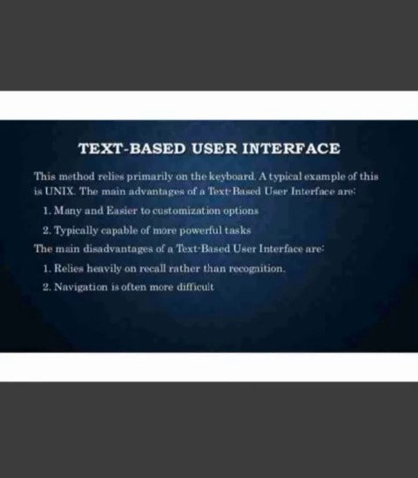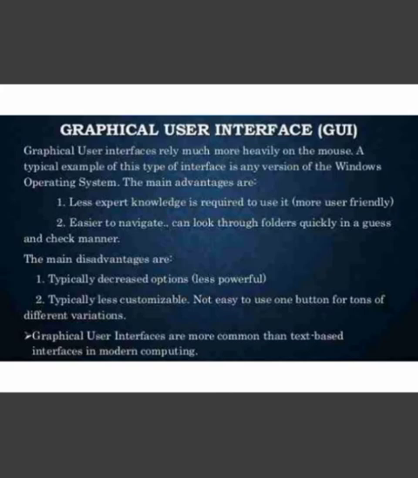Graphical user interface, GUI. Graphical user interfaces rely much more heavily on the mouse. A typical example of this type of interface is a version of the Windows operating system. The main advantages are: first, less expert knowledge is required to use it, more user friendly. Second, easier to navigate, you can look through folders quickly in a guess and check manner. The main disadvantages are: first, typically decreased options, less powerful. Second, typically less customizable, not easy to use, one button for tons of different variations.